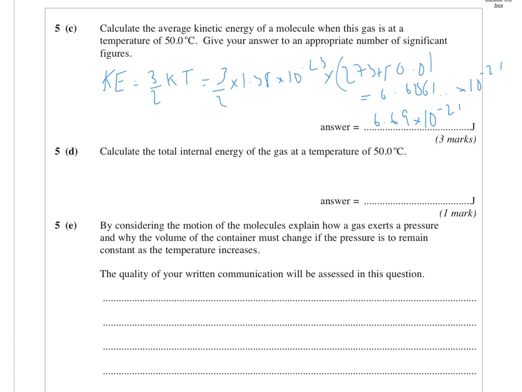Calculate the total internal energy. So we're going to need to work out how many molecules there are. From the previous question, we know the number of moles. 0.097 times 6.02 times 10 to the 23 times by 6.68 times 10 to the minus 21. So let's multiply those. 6.02 times 10 to the power of 23 times 0.097 times 6.69 times 10 to the minus 21 gives you about 390 joules of energy.